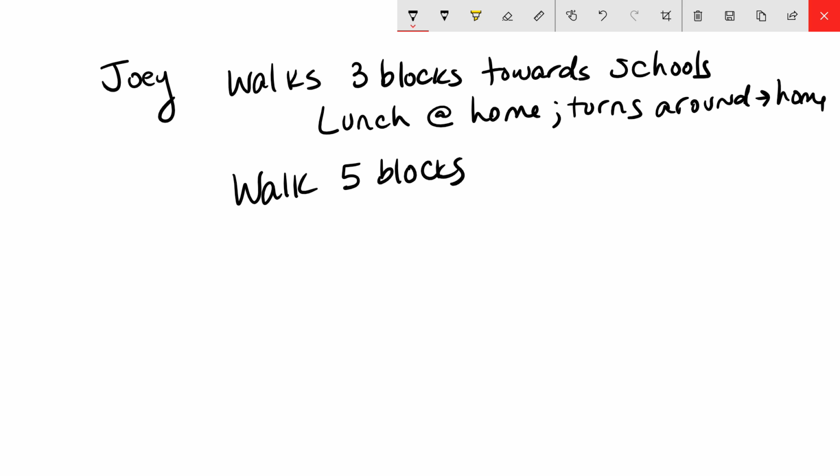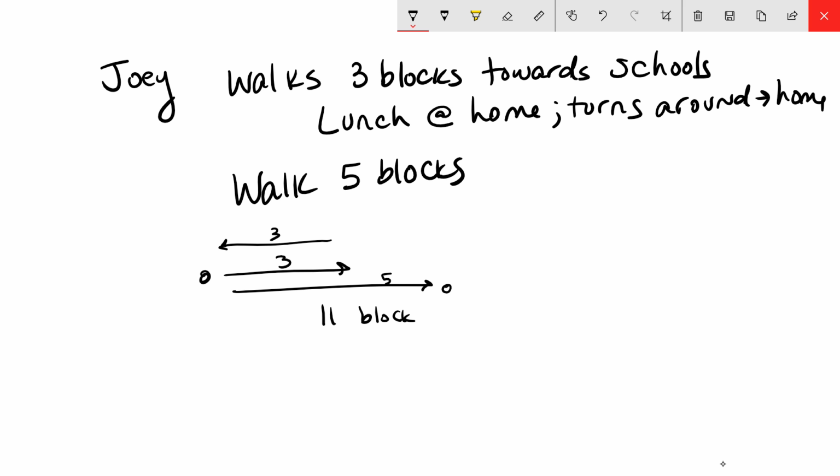Go ahead and pause the video and think about how far he walks. Okay, if we had Joey here at home, he went 3 blocks, right? And then he comes back 3 blocks to home. Then he sets off again and goes a full 5 blocks to school. So he went 3 blocks plus another 3 blocks is 6 blocks, plus another 5 blocks is a total of 11 blocks.